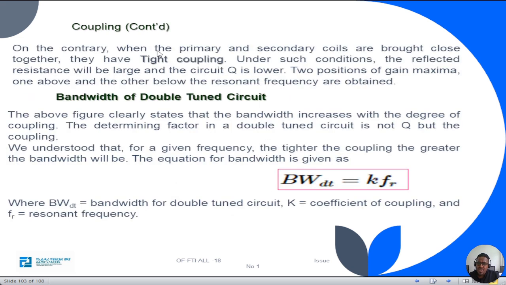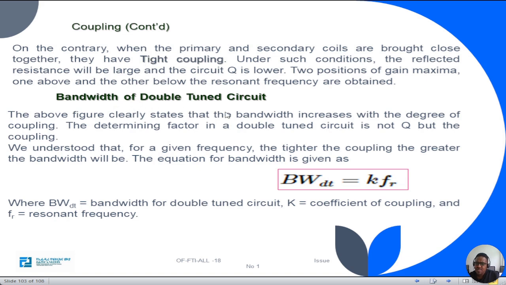On the contrary, when the primary and secondary coils are brought close together, they have tight coupling. Under such conditions, the reflected resistance will be large and the quality is lower. Two positions of gain maximum, one above and the other below the resonance frequency, are obtained. So by this principle, the double tuned circuit works on the principle of coupling or mutual inductance.